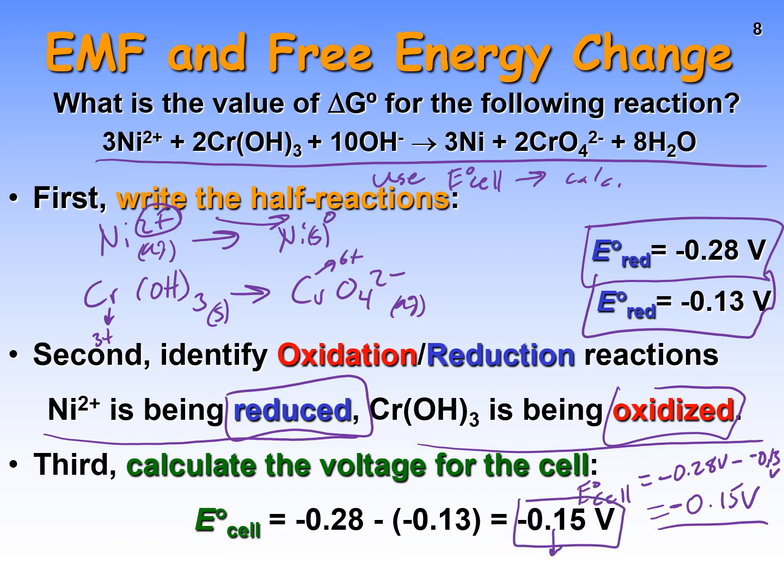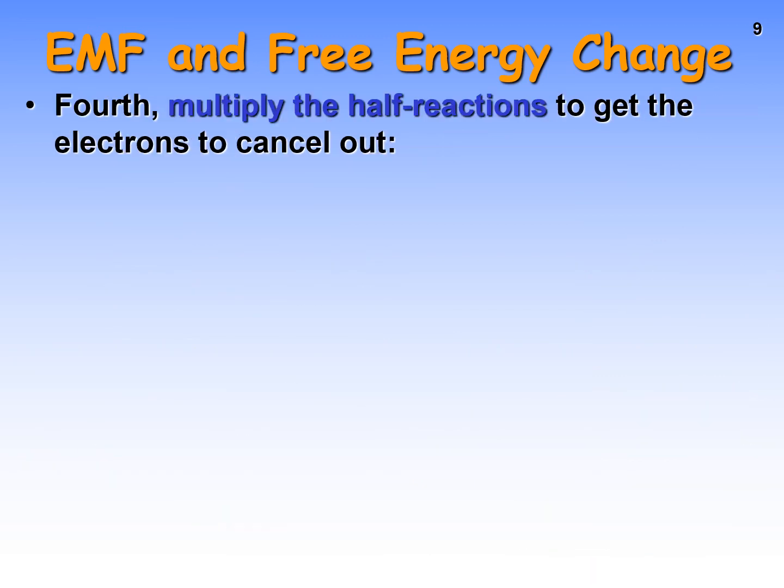Now, I know this is a non-spontaneous process, according to this equation, which means I should expect a delta G, once I eventually calculate it, of positive, because delta G is negative when it's spontaneous. When it's non-spontaneous, it's positive. So we should be expecting a positive delta G once we eventually calculate it. All right, so let's move on to the next step.